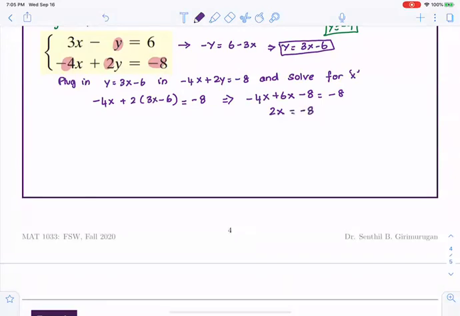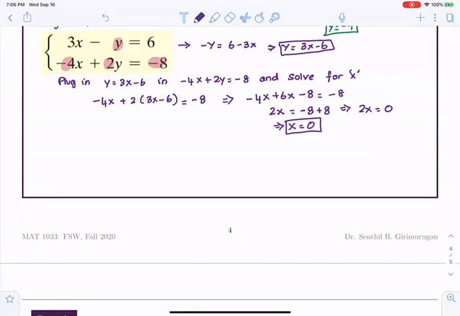We have negative 8 plus 8. So 2x would equal 0. Divide by 2 on both sides. X is 0 over 2, which is simply 0. Now that we've found x is equal to 0, we can plug that into any one of the two equations, but typically the second equation should do.